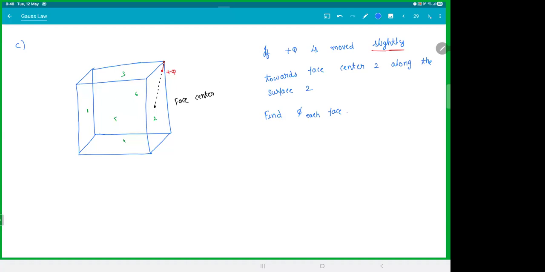Try. I'll give you a minute. It's a good one. You moved it such a small distance. Faces 1, 4, 5 are so far, they will think, the charge is still in the corner. That was the main theme in the question.